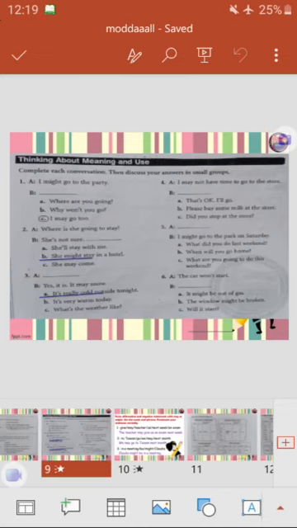Number 2: Where is she going to stay? She's not sure. This sentence is the key to the answer. She's not sure. So I'm going to choose a modal verb that shows that she is not sure. So of course I'm going to say she might stay in a hotel because she is not sure.